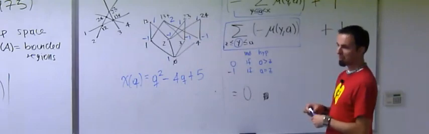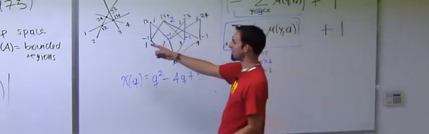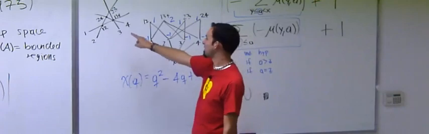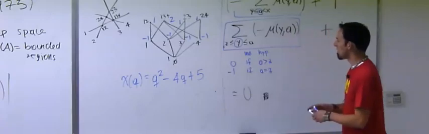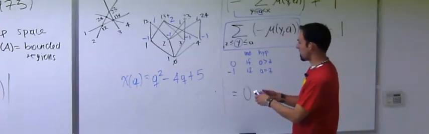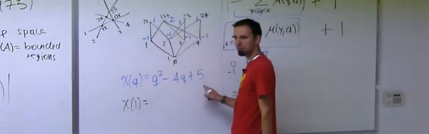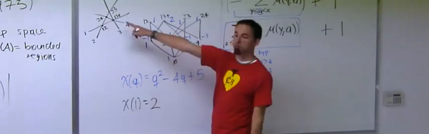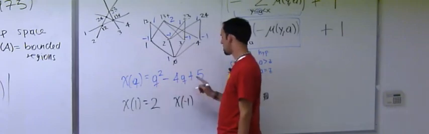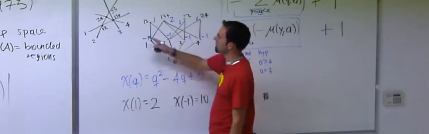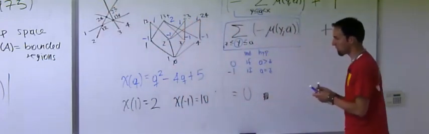This is no accident that I chose to draw this guy, because really, what Jeff is saying is exactly right. This is just taking my arrangement over there and just taking a cross section. What is chi of 1? 1 minus 4 plus 5 is 2. 2 is the number of bounded regions. What's chi of negative 1? 1 plus 4 plus 5 is 10, which if you count them, 1, 2, 3, 4, 5, 6, 7, 8, 9, 10, it's the number of regions.